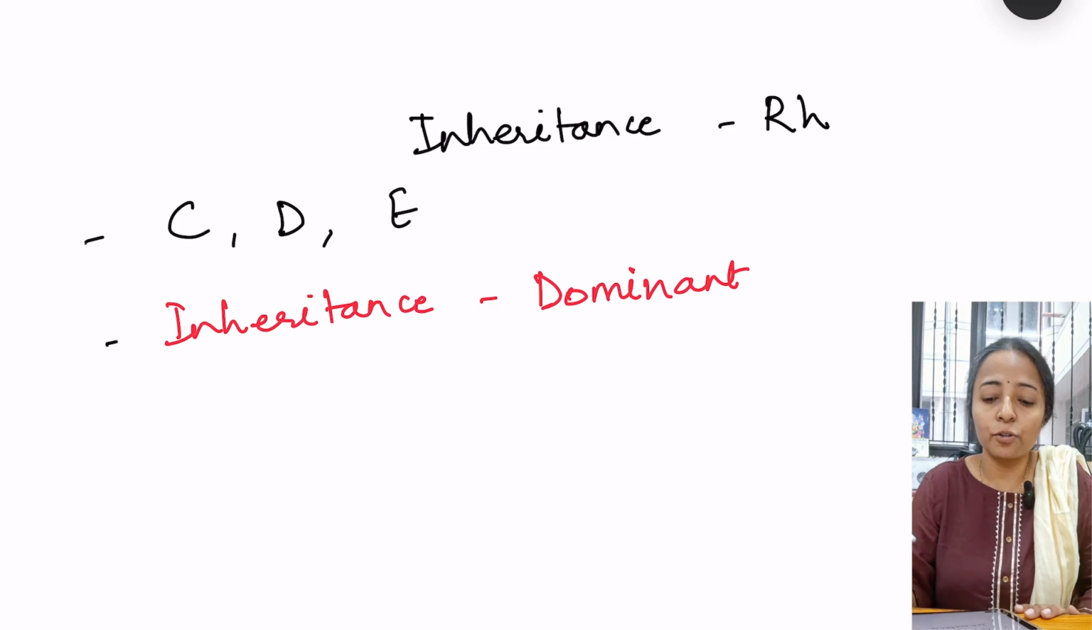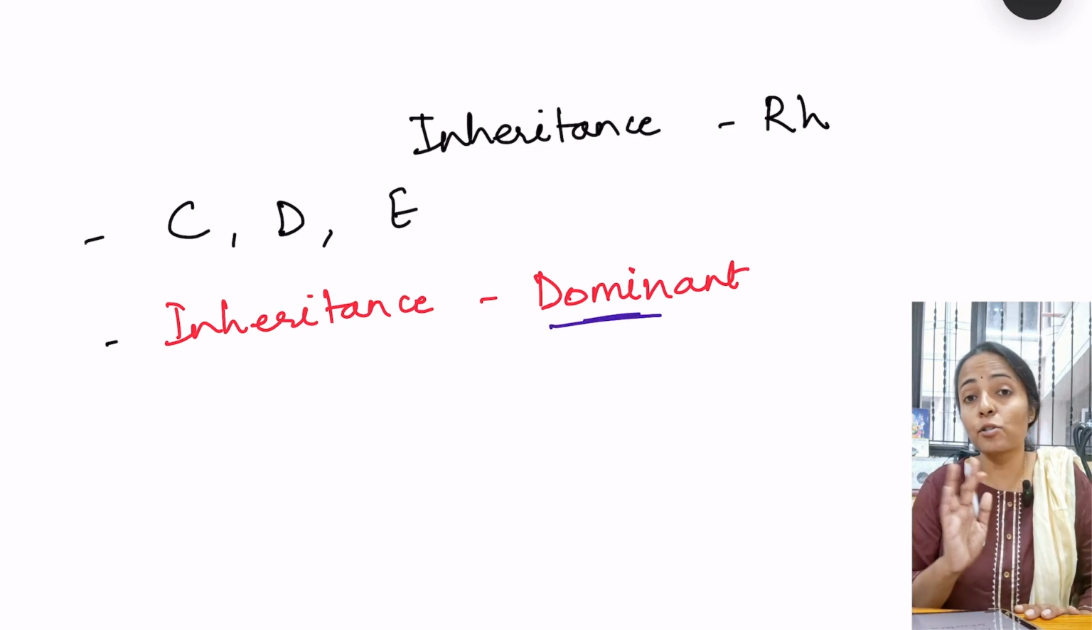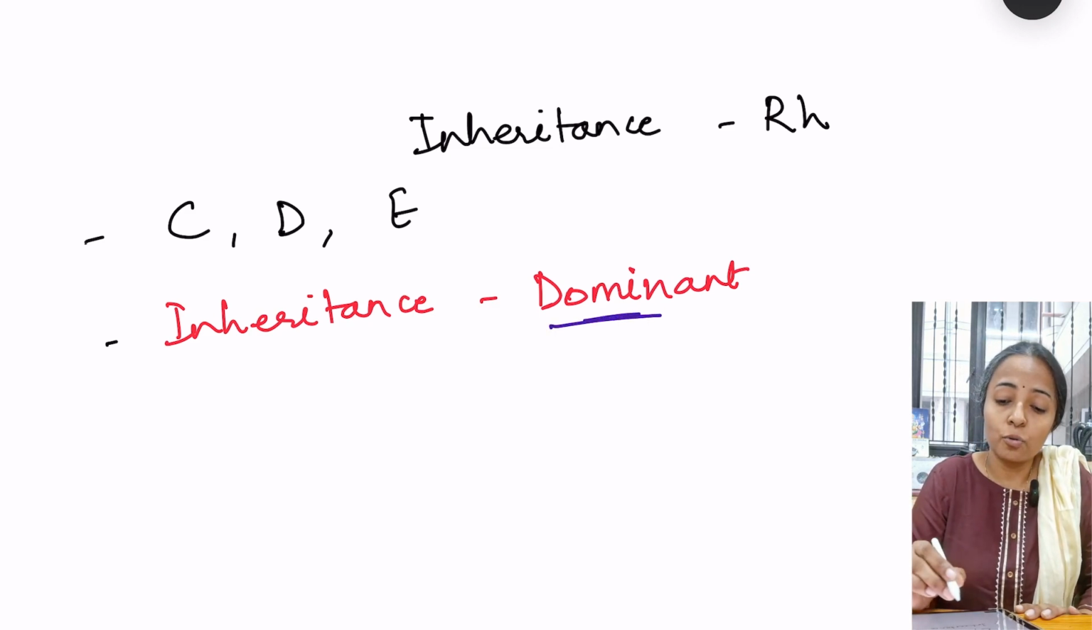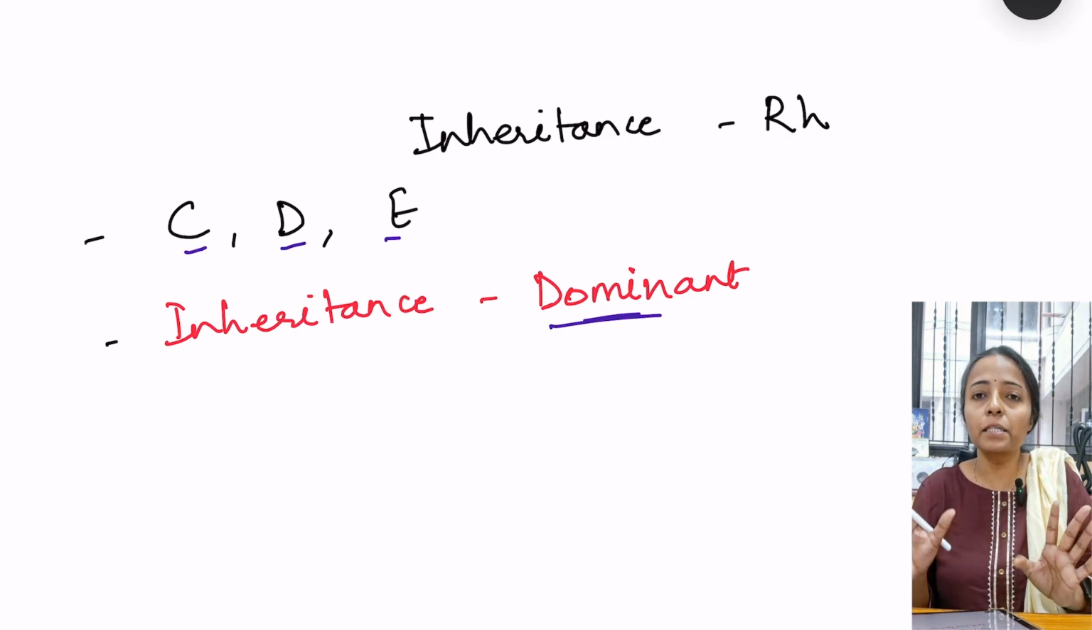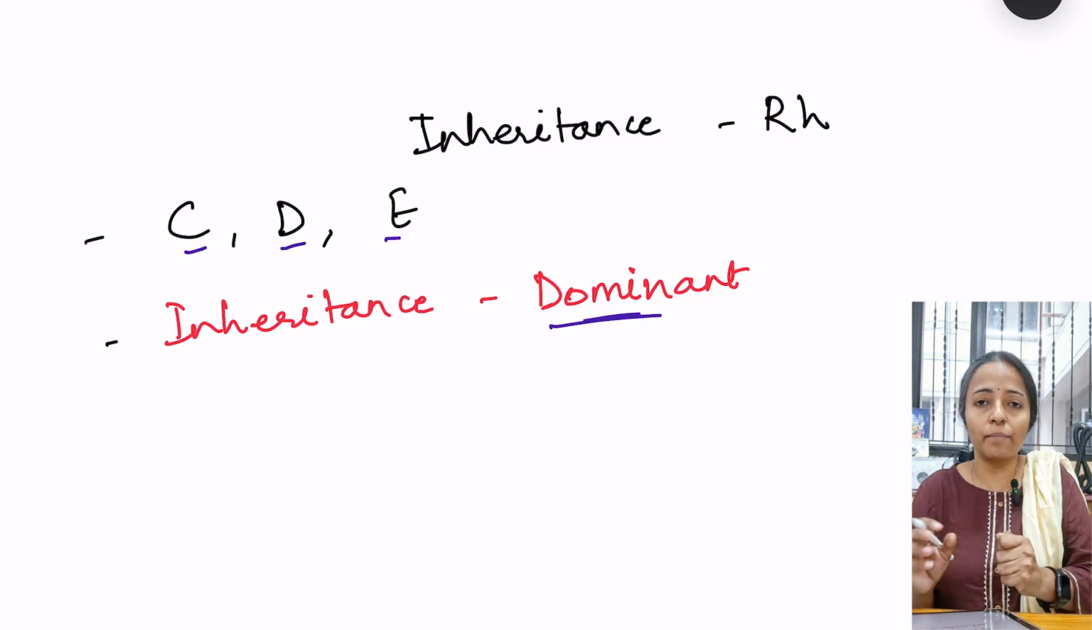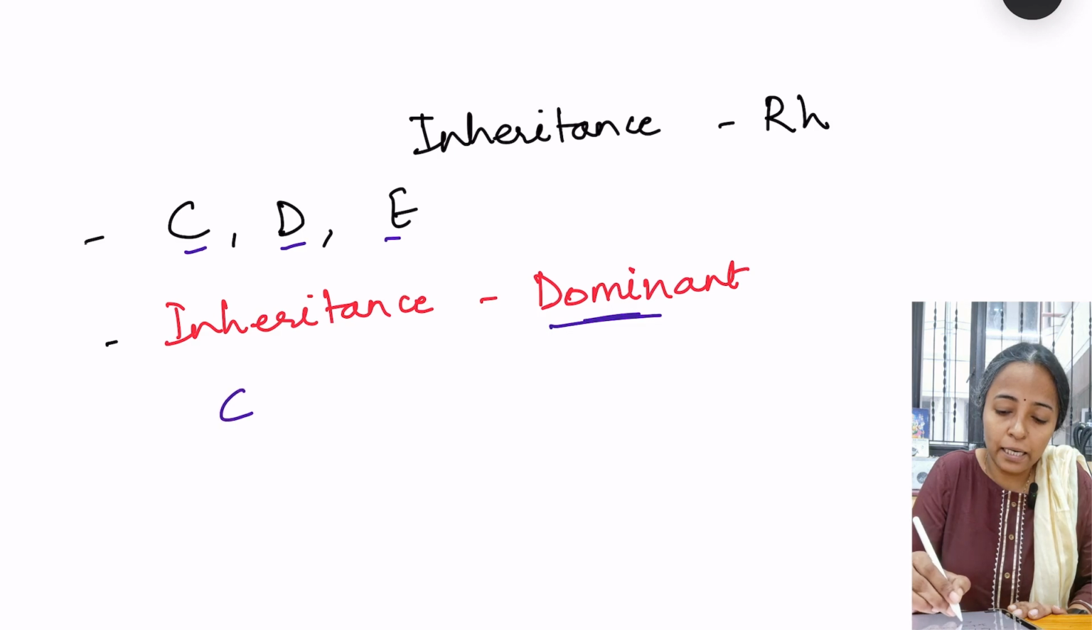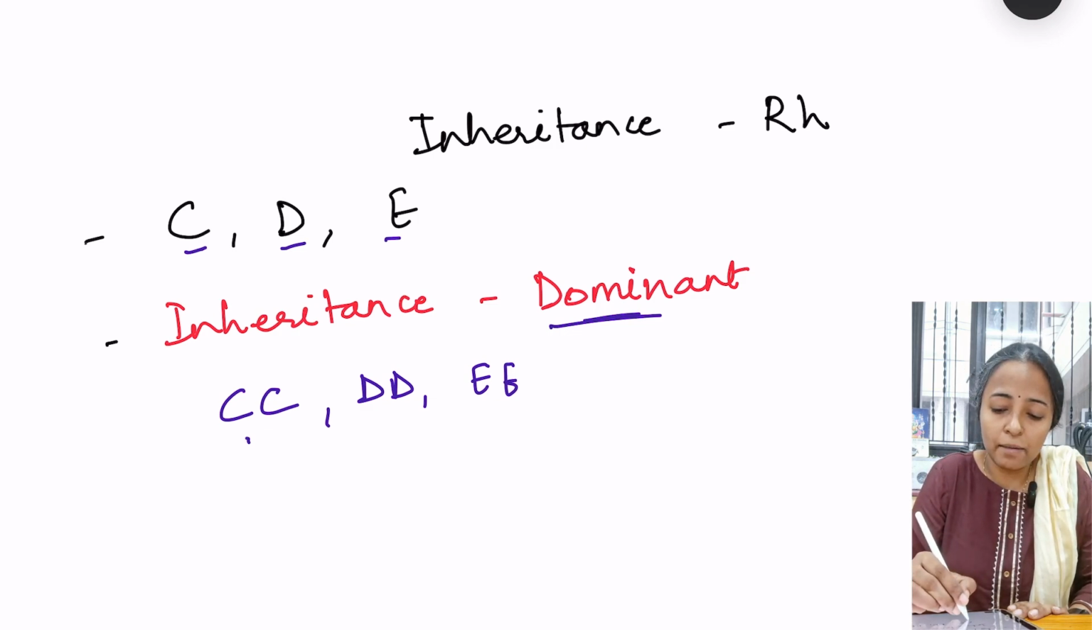Inheritance of RH blood group system is dominant. It is not co-dominant. Okay. So all these three are different antigens, and all of these are compulsorily present. So one is coming from mother, one is coming from father, for all three of them, C, D and E. So it can be like this: CC, DD, EE. Right? Or it can be like this.